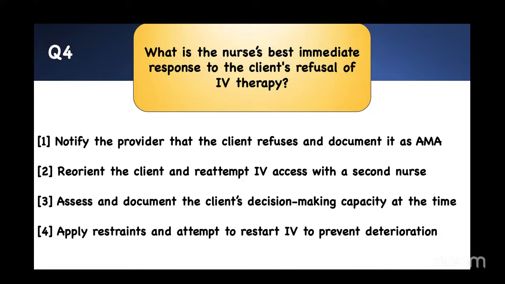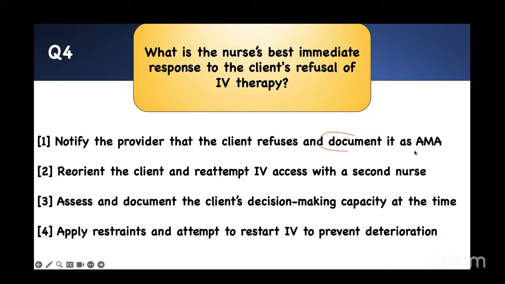Today, they can be 100%. They know what they're talking about. They are AO times 4. They know the president. They know their name. They know what is going on. So you have to assess their capacity. And at this point, that is the key.